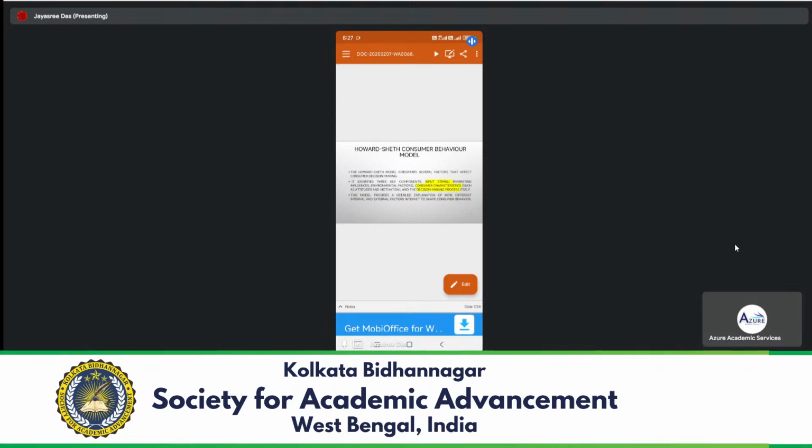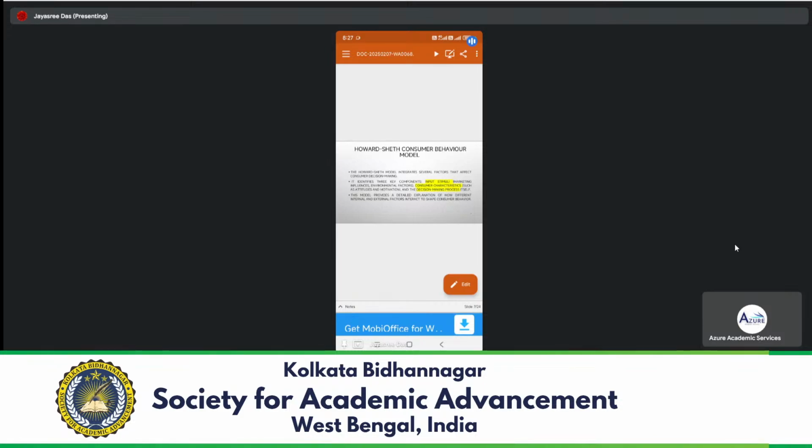Now this model is another key framework in understanding consumer behavior. It breaks down the process into three components. Previously, in the previous model, there were four stages, and here in this model, there are three components. Number one, input stimuli, which include marketing and environmental influences. Second, consumer characteristics. That includes attitude, motivation, and past experiences.